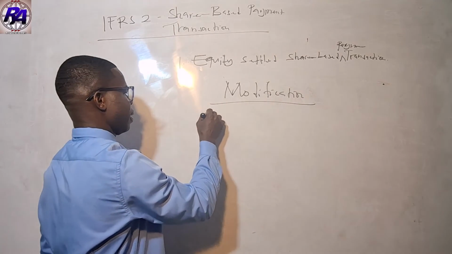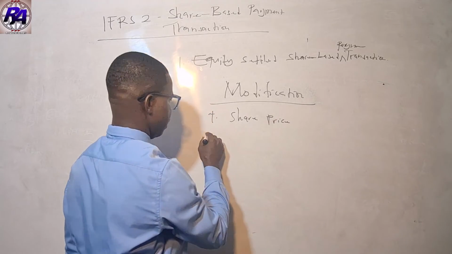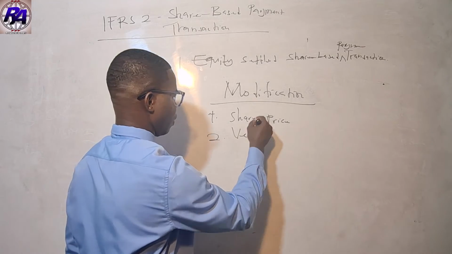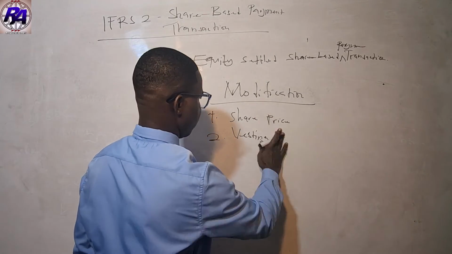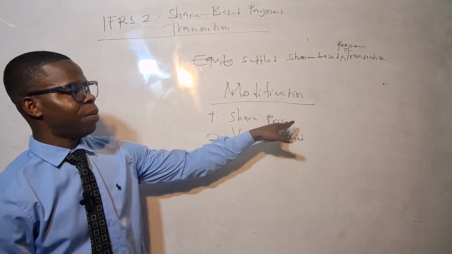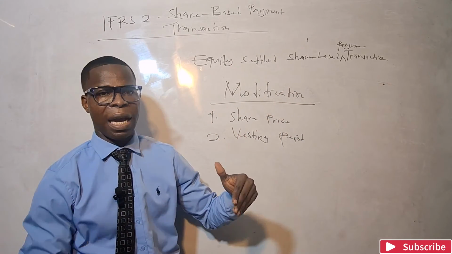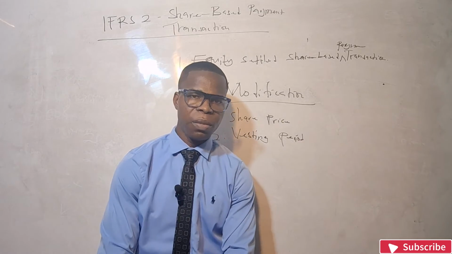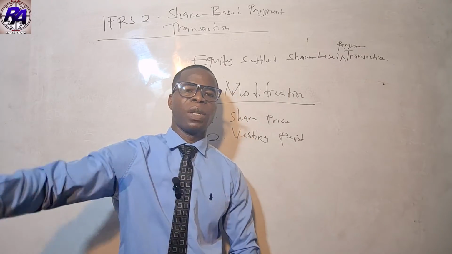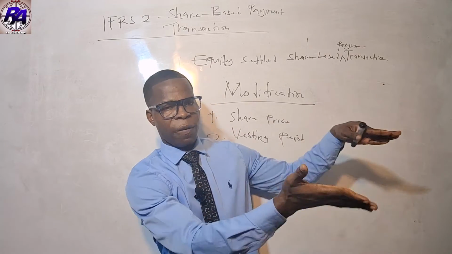The first one is the share price, when the share price is changing, and the second one has to do with the vesting period. The vesting period or service condition is changing. So the period of the contract is changing, and then the share price is also changing. When that happens, the standard says that you must treat those modifications as a separate contract, or as a separate equity settled share-based payment from the date of the modification. So you will continue to treat the original one, but you will treat the new modification as well as a separate contract.